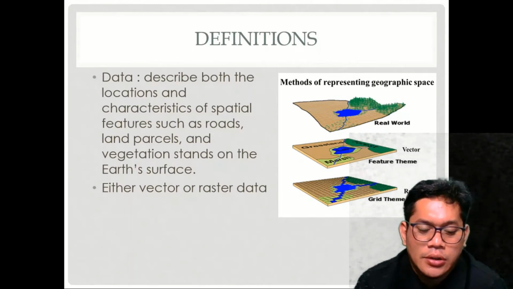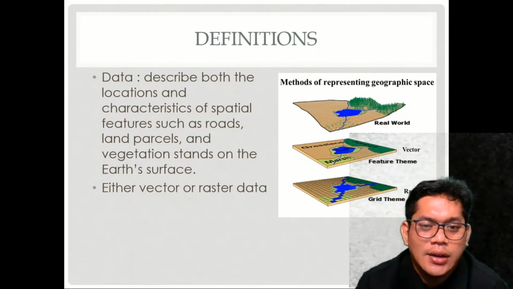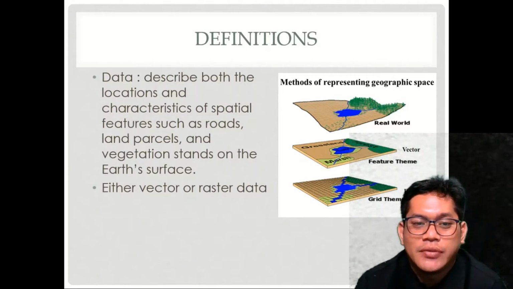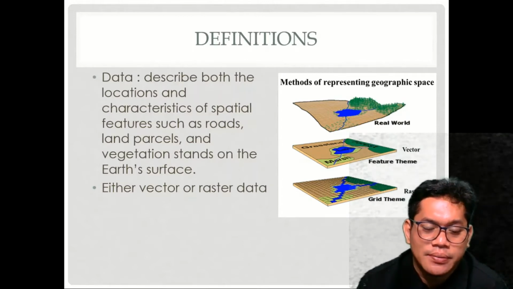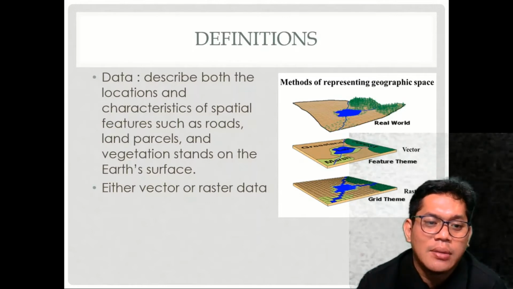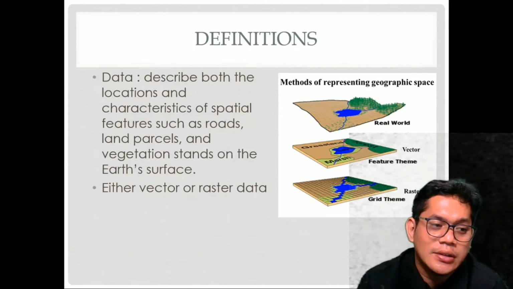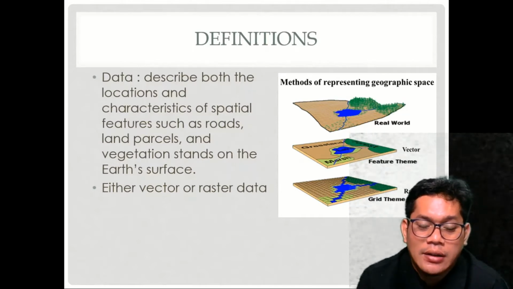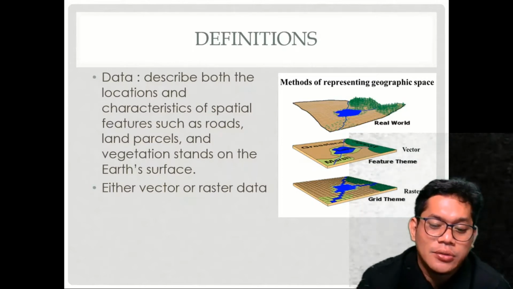Now we look into the definitions of GIS data. Data in GIS basically describes both the locations and characteristics of spatial features such as roads, land parcels, and vegetation stands on the Earth's surface. This kind of data can be either vector or raster data. Raster data is basically just like satellite image photos. It has pixels, and vector is basically a line, point, or polygon that represents the features.